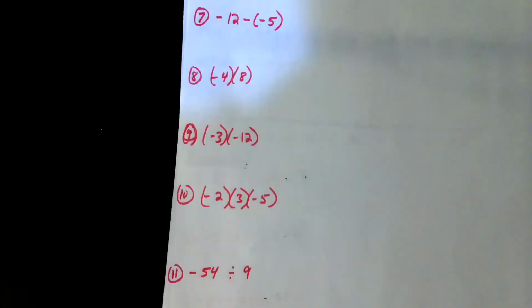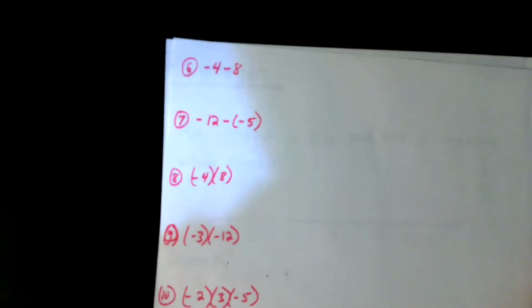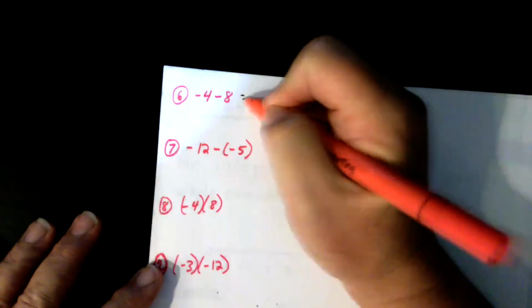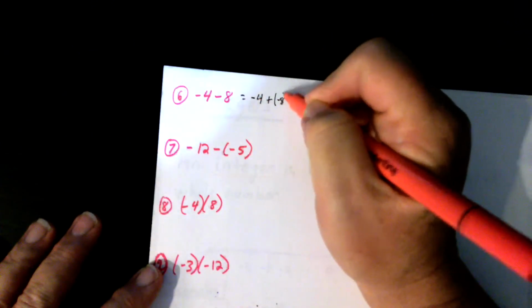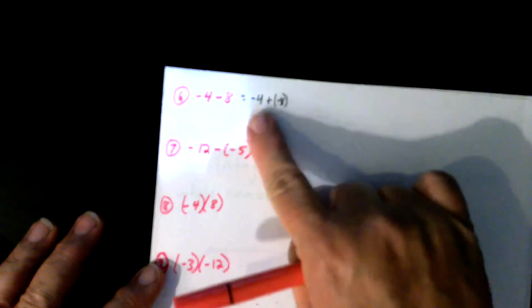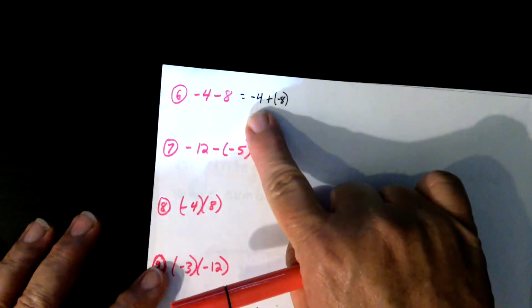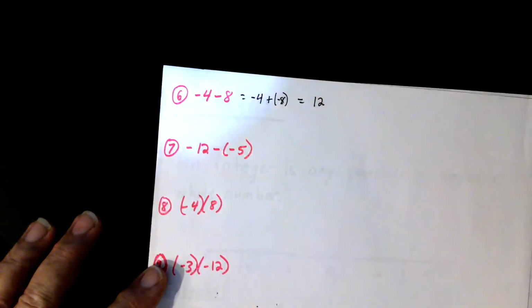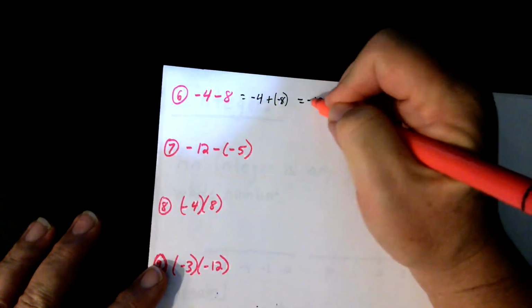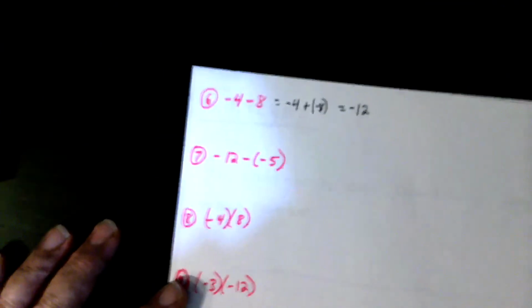Okay, let's do a whole bunch more. So there's the next few. So for number 6, we have negative 4 minus 8. If you don't like how it's written, you could write it as negative 4 plus a negative 8. But either way, the signs are the same. They're both negative. So that means I'm going to add them. So 4 plus 8 is 12. And take the sign of them, which is negative. So my answer is going to be a negative 12.